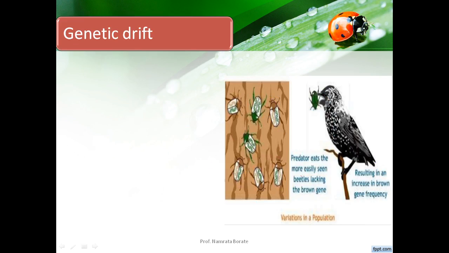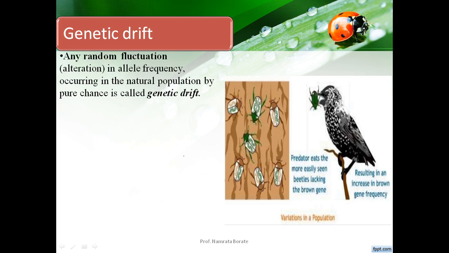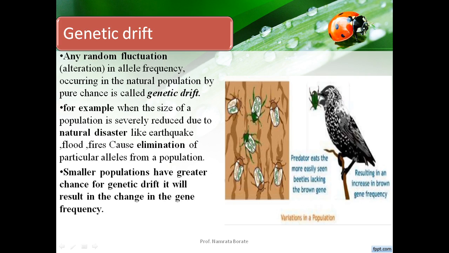The result is evolutionary change. Next one is genetic drift. Genetic drift is any random fluctuation, that is, alteration in the allele frequency occurring in a natural population. So by pure chance, it is called genetic drift. For example, when a small-sized population is severely reduced due to natural disasters like earthquakes, floods, or fires, it causes the elimination of particular alleles from the population. A smaller population has a greater chance of genetic drift.